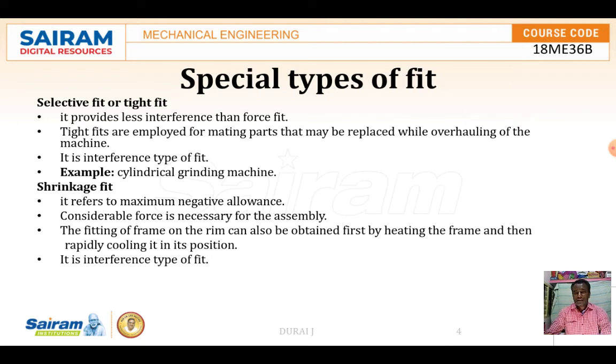Then comes the shrinkage fit. Mainly in this shrinkage fit, it refers to the maximum negative allowance, and considerable force is necessary for the assembly. Here also some energy is required to assemble both the hole and shaft system, and it also comes under the interference fit. With an interference fit, normally the shaft diameter is more than the hole diameter. This is the shrinkage fit.